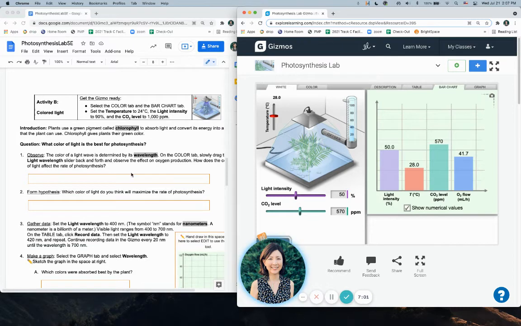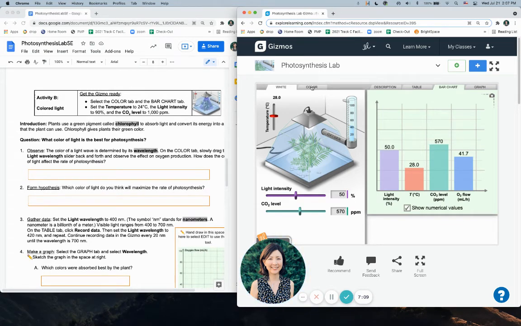Activity B, we're going to see, does the color of the light affect the oxygen production? So let's take a look at the color of the light. We can go to the color tab, we've got the bar chart, and we're going to set the temperature to 24. We're going to set the light intensity to 90.